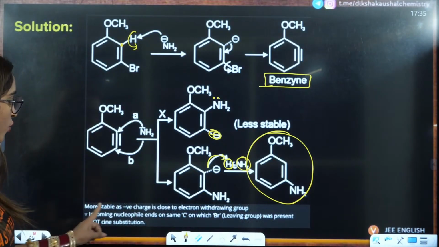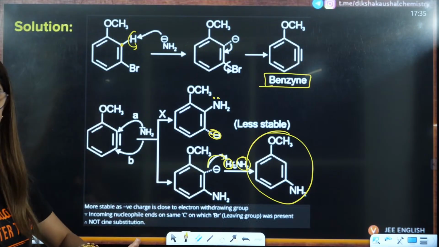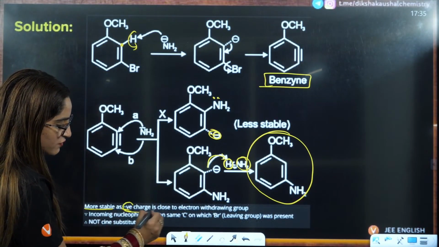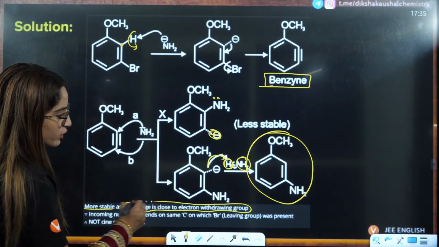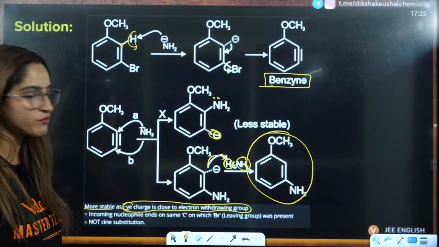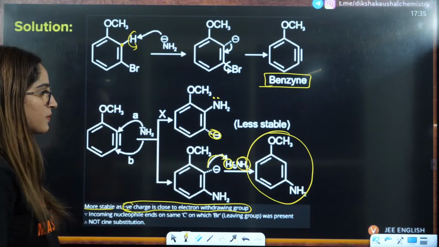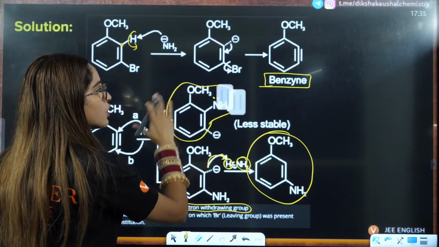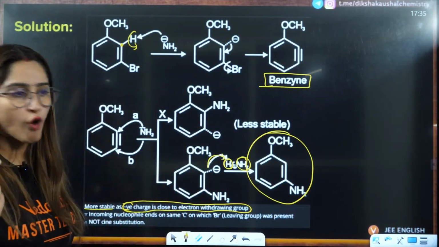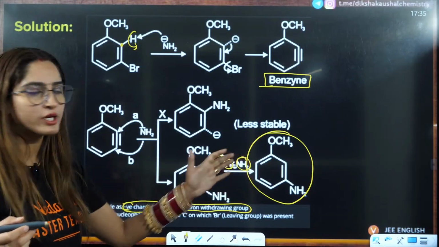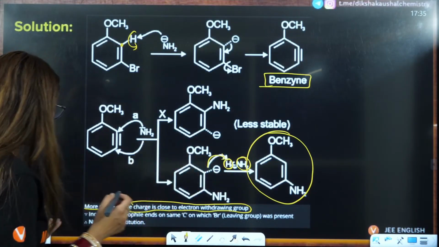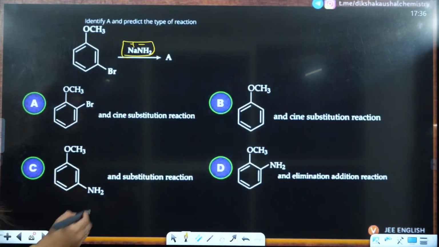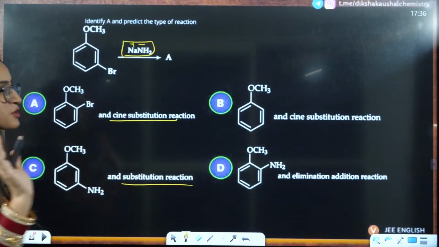Now, what you see is that a negative charge is more stable when it is close to an electron withdrawing group. This negative charge is close to the electron withdrawing group. That's why this is more stable, this is less stable. With this, you would have the formation of only this compound, right? So two compounds you could have formed, but here you have the formation of this particular compound, which was more stable, right?